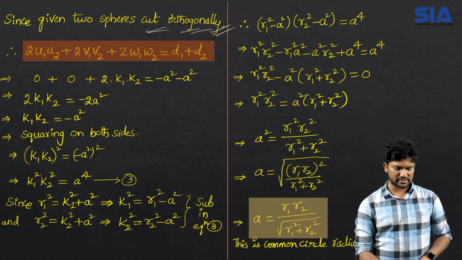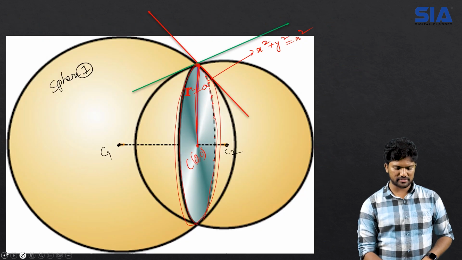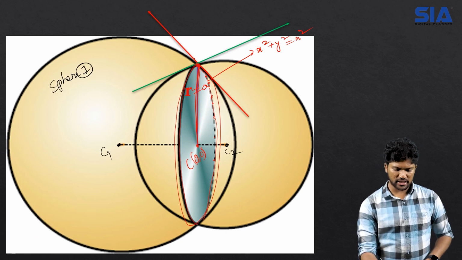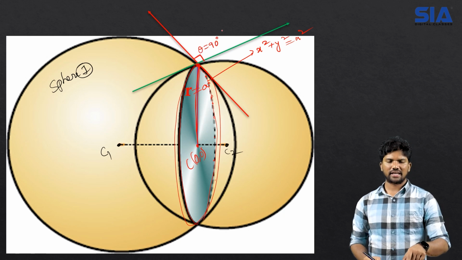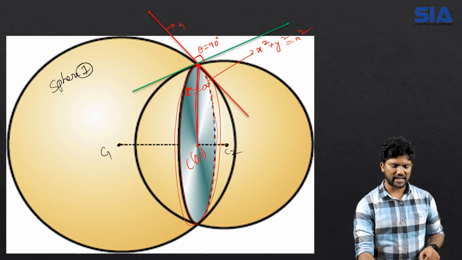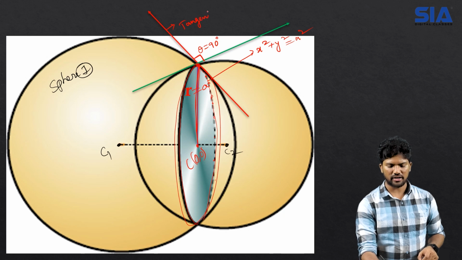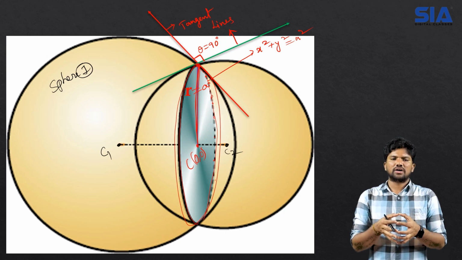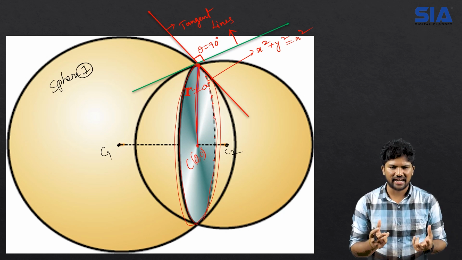If the two spheres cut orthogonally, I'll explain here. So if these two spheres cut orthogonally, what is the angle between them? This angle theta is equal to 90 degrees. Here, this red color is the tangent line of the first sphere and the green color is the tangent line of the second sphere. So for the two spheres we have two tangent lines.